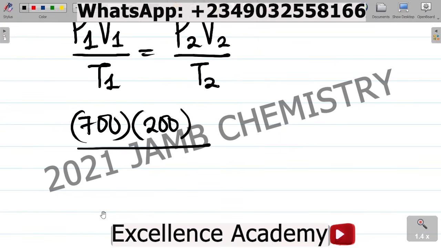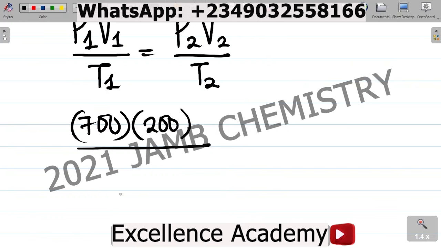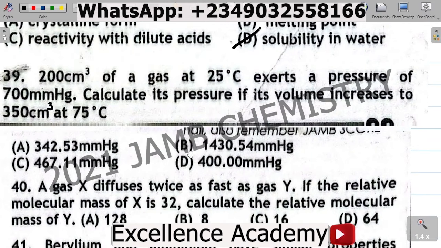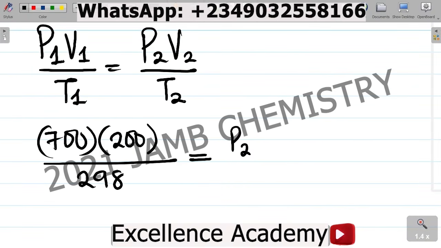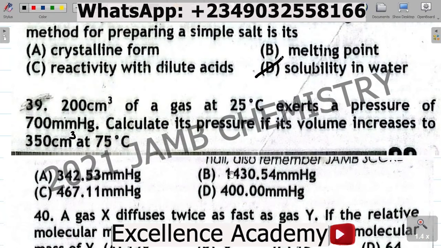Of course, convert to Kelvin, becomes 25 plus 273. And if we do this, this gives us 298 Kelvin. So the T1 becomes 298. For P2, your second pressure is what you're asked to find. They ask us to calculate its pressure. So we don't know the value of P2. Let's call this P2. What about V2? Second volume there is 350 cm cube.